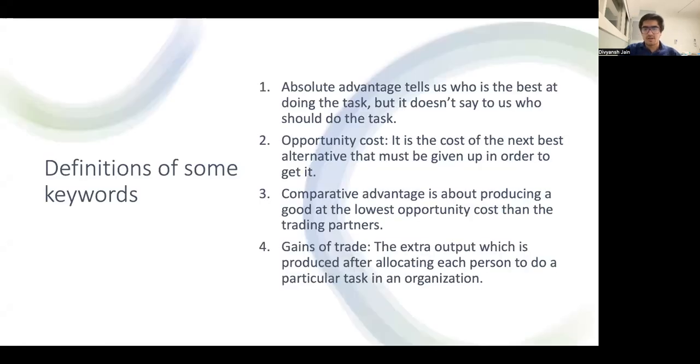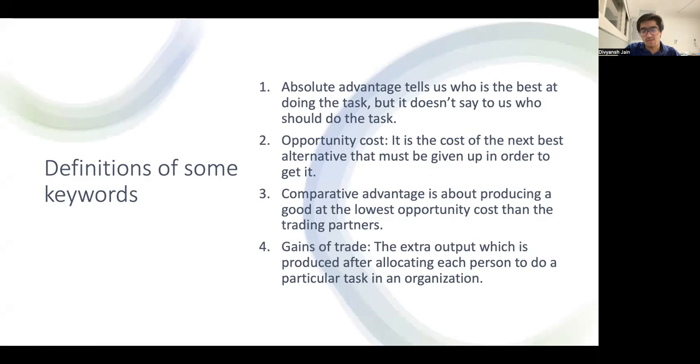So these are some key definitions which come within advantage. One of them is absolute advantage, which tells us who is the best at doing the task, but it doesn't really say to us who's actually going to do the task. Opportunity cost is the cost of the next best alternative that must be given up in order to get it. Comparative advantage is about producing a good at the lowest opportunity cost possible compared to the trading partners.